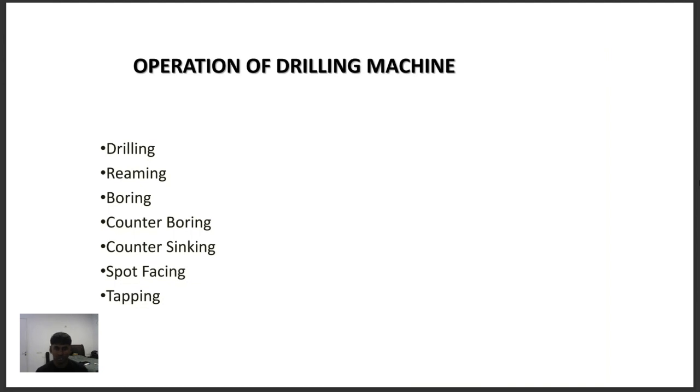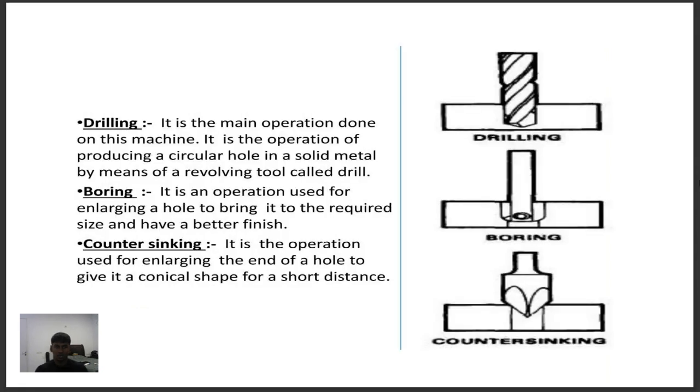Operation of drilling machines. Drilling. It is the main operation done on this machine. It is the operation of producing a circular hole in a solid metal by means of revolving a tool called the drill. Boring. It is an operation used for enlarging a hole to bring it to the required size and have a better finish.